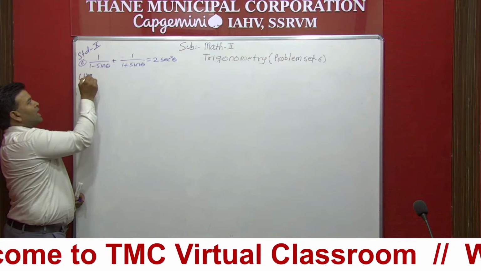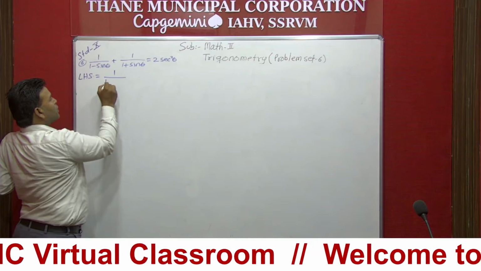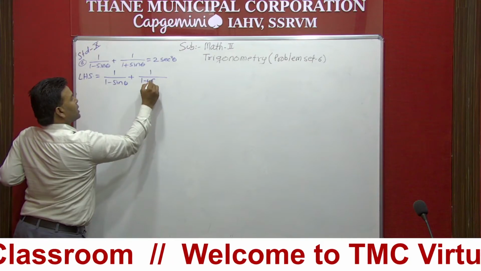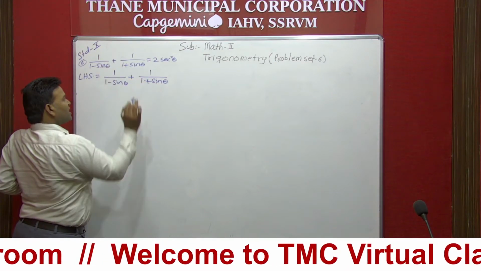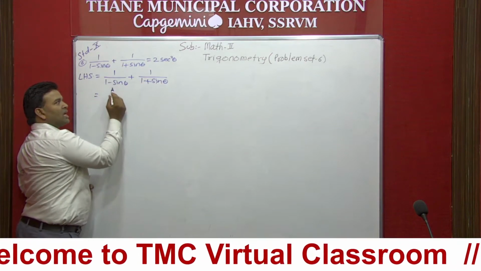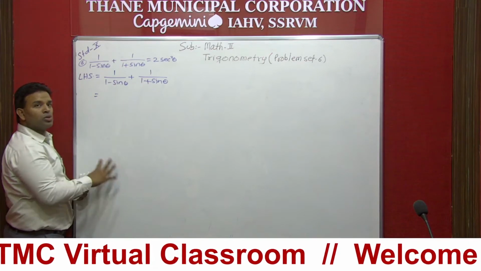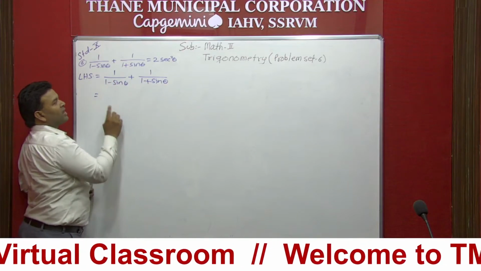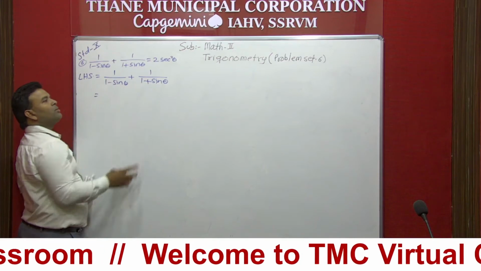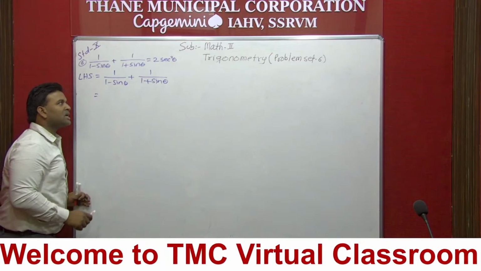Here I will write LHS, that is equal to 1 upon 1 minus sine theta plus 1 upon 1 plus sine theta. I have written the left hand side. Now see the denominators. Are they the same? No. Reason, the middle sign is different. If here also there was plus, both would become the same, and if here there was minus, both would become the same. But here in the question, both the denominators are different. Once the denominators are different, what are we going to do?